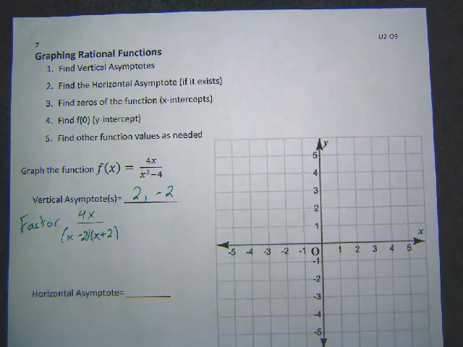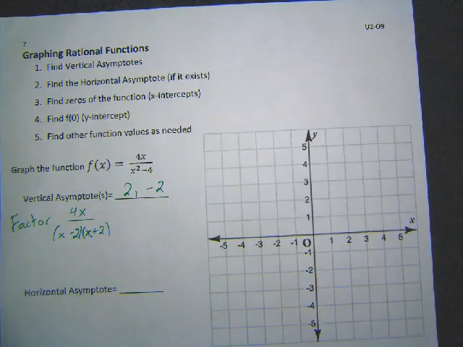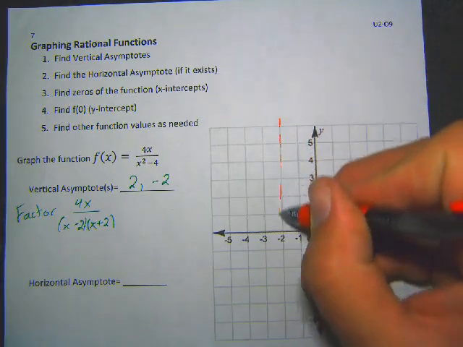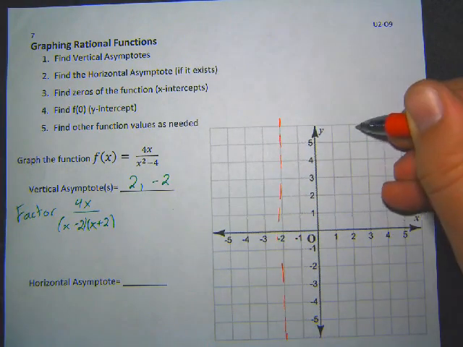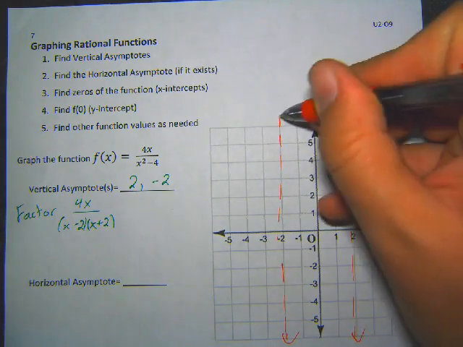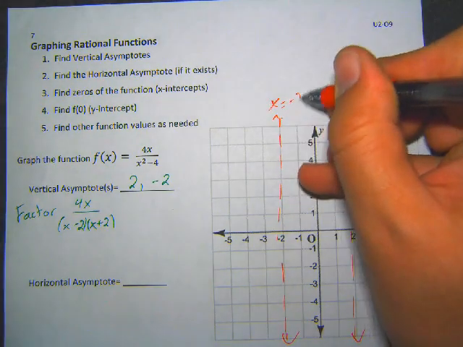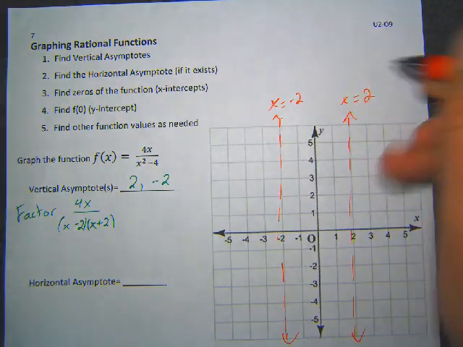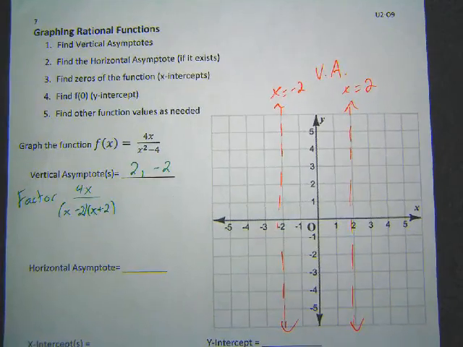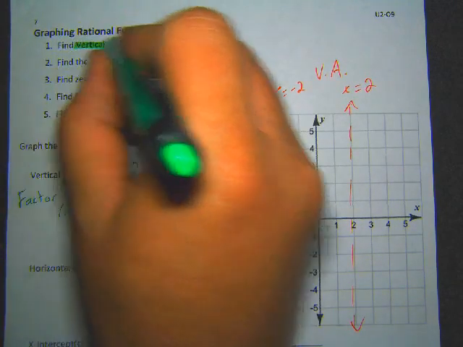So the first thing we know is this has vertical asymptotes. These are always x equals equations, right? One at negative 2 and one at 2. So x equals negative 2 and x equals 2 are the vertical asymptotes. Again, those are restrictions, things that don't cancel. So you always should be able to find those vertical asymptotes.